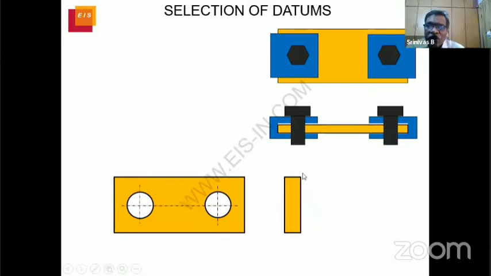Primary datum A, datum B, that is the middle of these 2 things, datum C, datum D. A, B, C are required for this. A, B, D are required for this. Are you understanding, sir? That is how selection of datum is the most important topic.